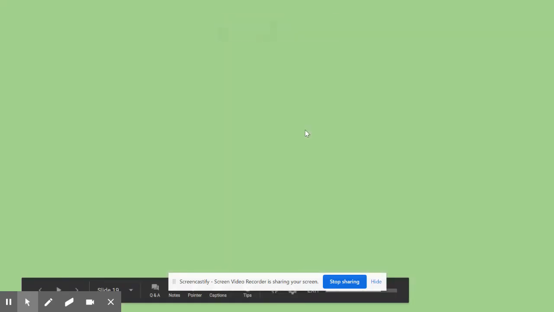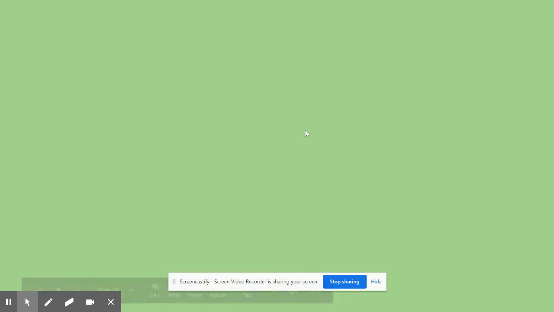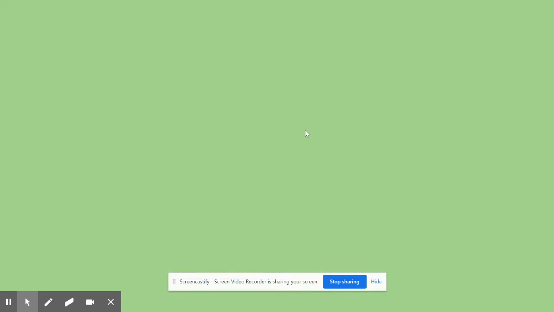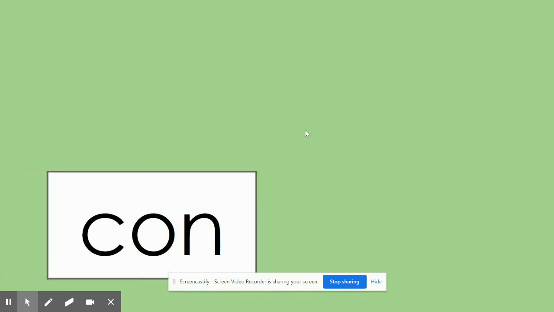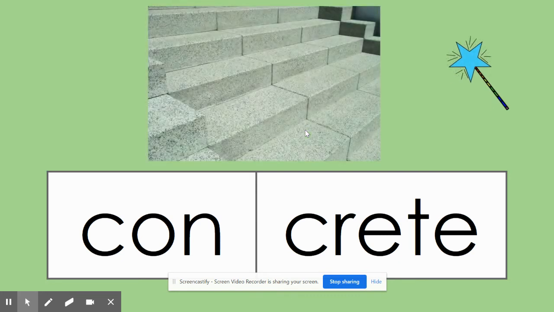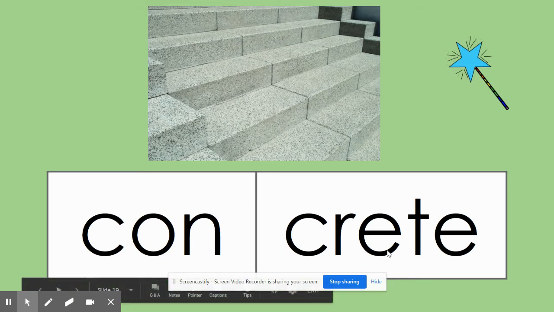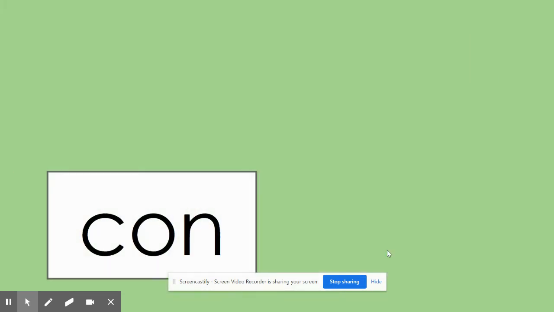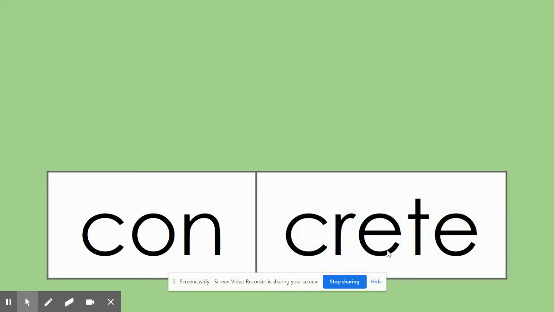This is a picture of concrete, okay? Concrete, again. This is the word concrete. There's our special one, concrete. This is a picture of concrete. Concrete has two syllables. Let's do it again. Concrete. Concrete.